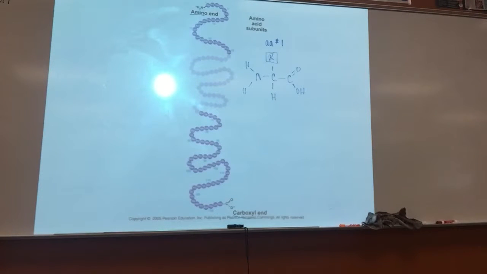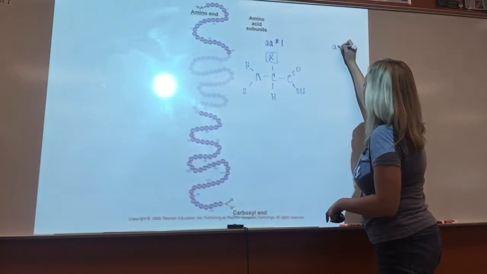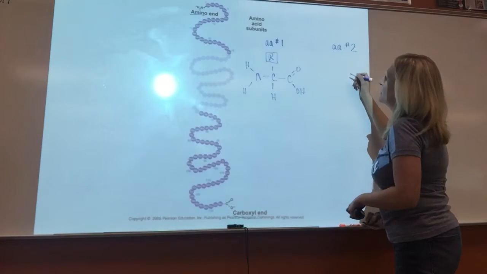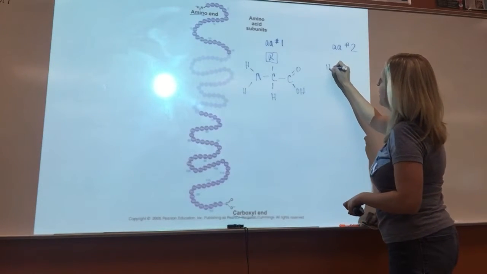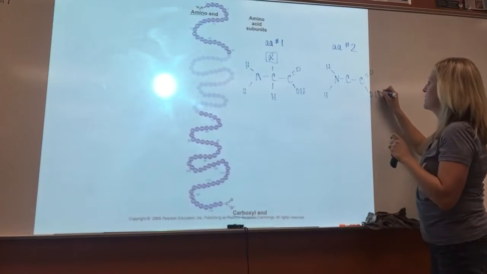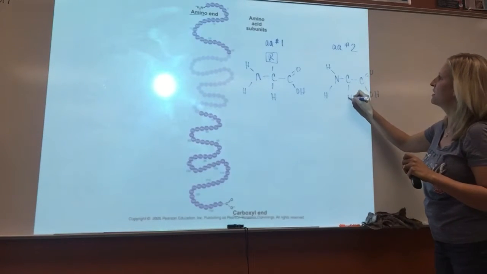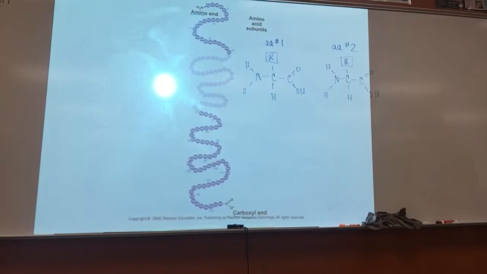Now if we want to hook another amino acid to this to make an amino acid chain, I'm going to write here amino acid number 2. I'm going to do another generic one here, carbon in the middle, NH2 here, C with the double bond O and the OH, H, and the R group. So here are my two amino acids. When we build an amino acid chain, we want to hook those amino acids together. How do you suppose we do that?